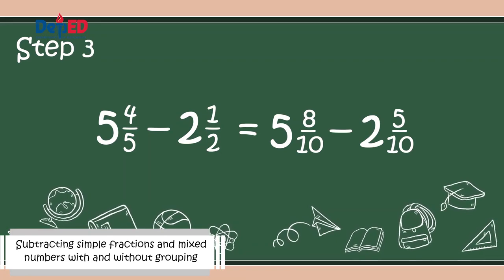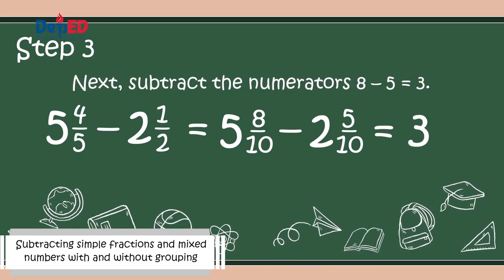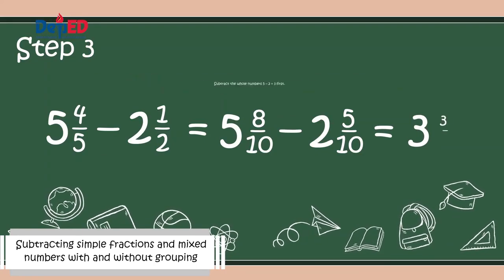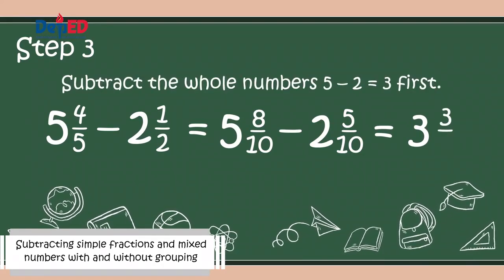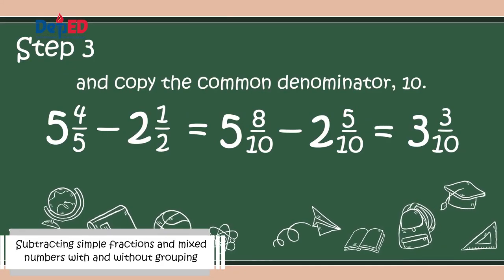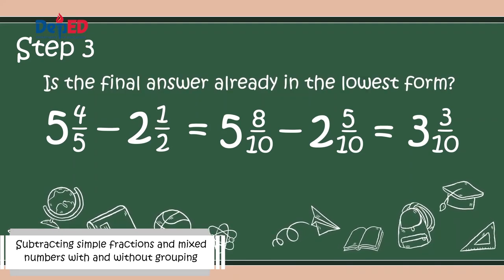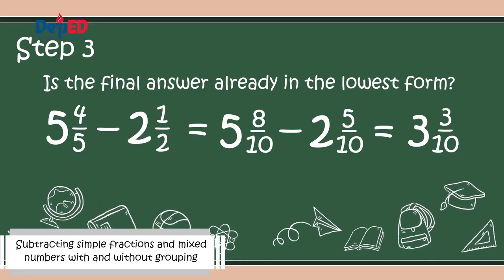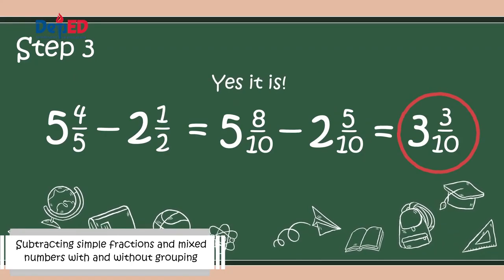Step 3. Subtract first the whole numbers. 5 minus 2 equals 3. Next, subtract the numerators. 8 minus 5 equals 3. And copy the common denominator, 10. We have 3 and 3/10. Is it already a lowest term? Yes. Therefore, our final answer is 3 and 3/10.